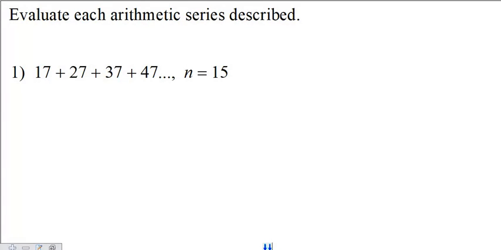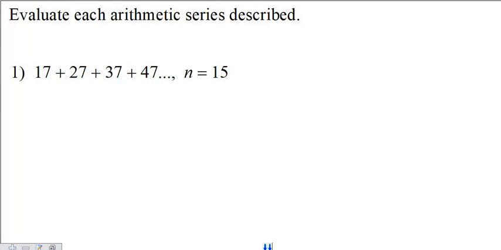If you remember, an arithmetic sequence is a list of numbers where we're adding a consistent term to those numbers to move forward in the sequence. If you look at these numbers, you can tell that we're adding 10 to move from one number to the next.